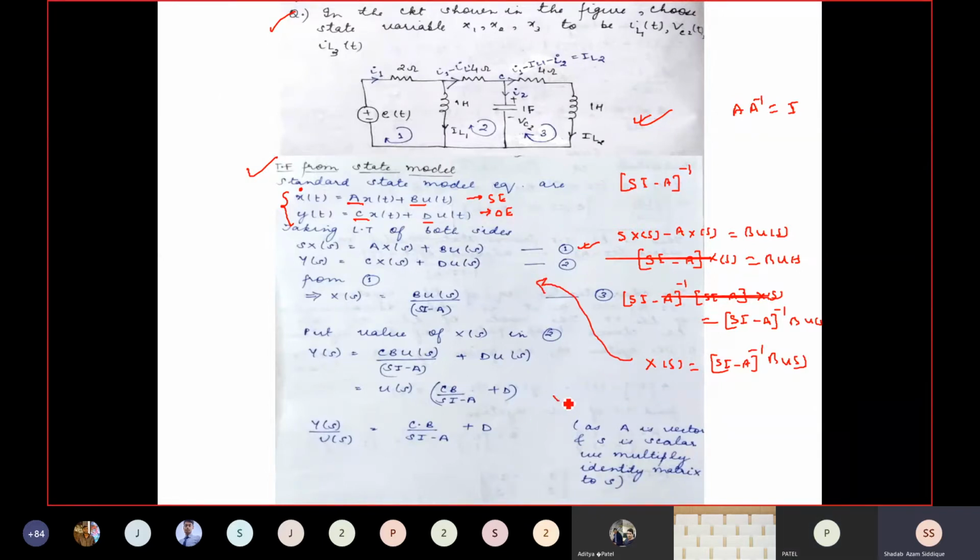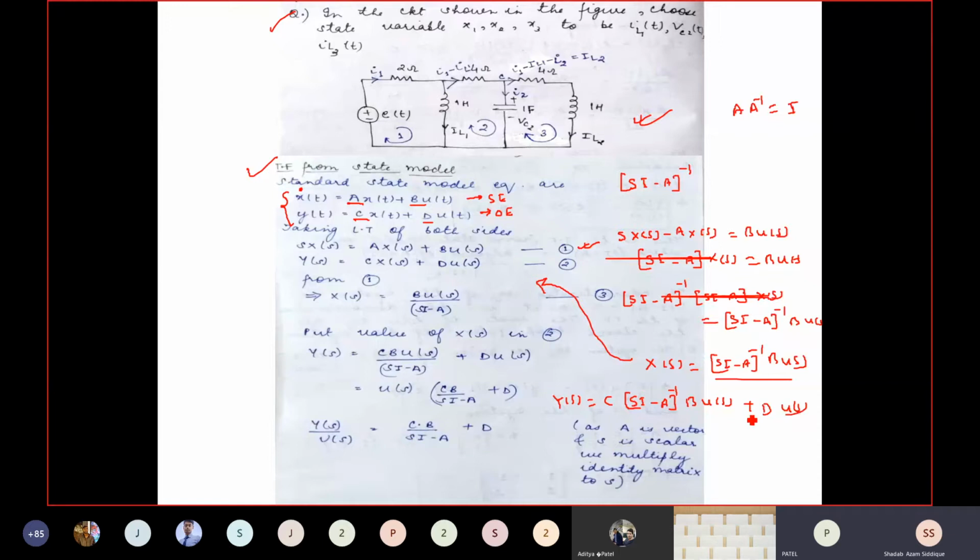So in this equation, try to substitute. What you will get: Y(s) is equal to C instead of X(s). You just try to multiply this term. So we'll get C (sI minus A) inverse BU(s), plus DU(s).